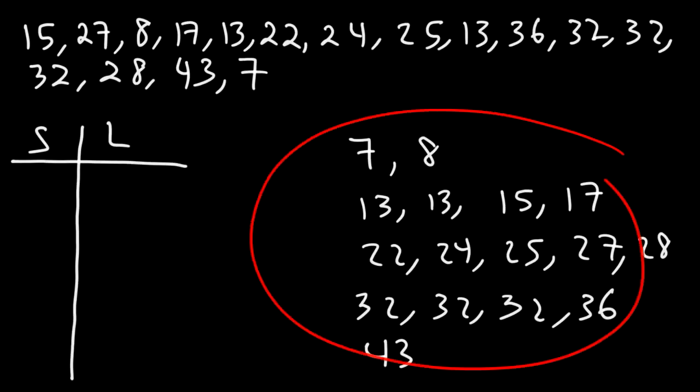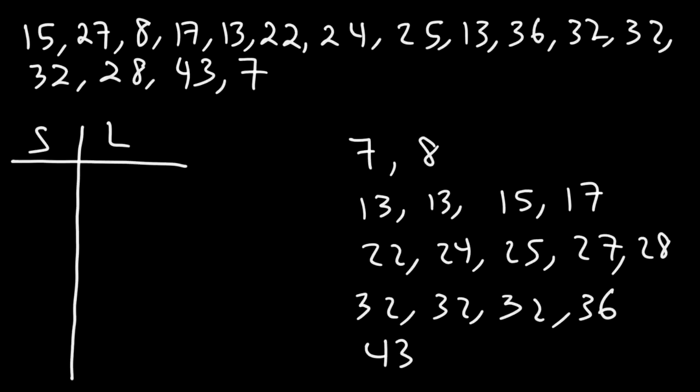Now, how do we take these numbers here and put it in our stem and leaf plot? Well, let's start with 7 and 8. 0, 7 will correlate to 7. So we're going to put a 0 in the stem column, 7 in the leaf column. Now 0, 8 will correspond to 8. So all we need to put is an 8 in the leaf column.